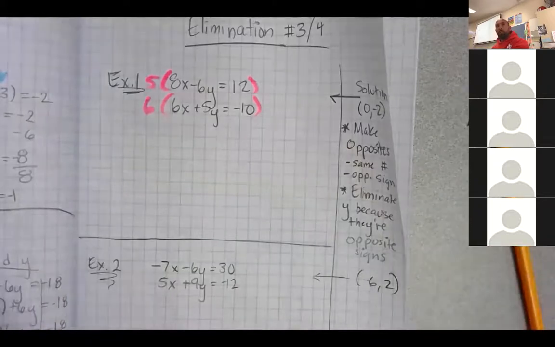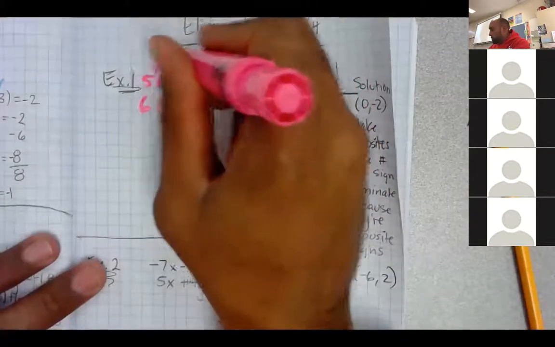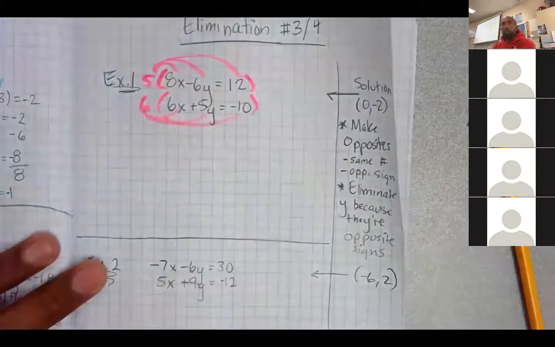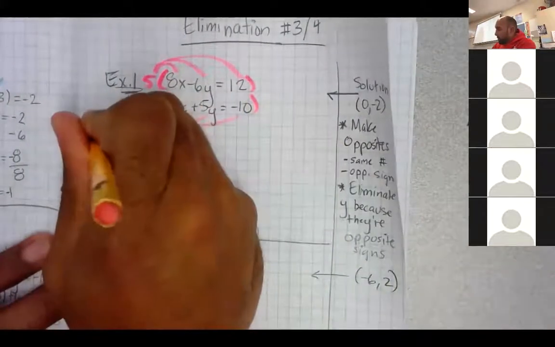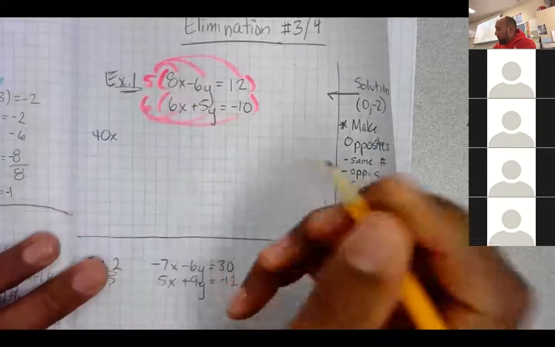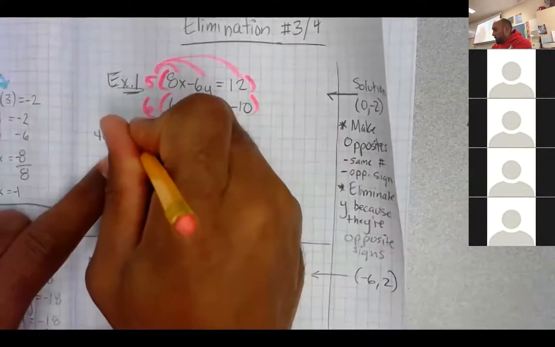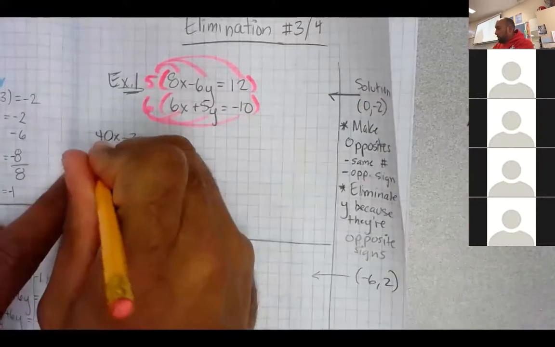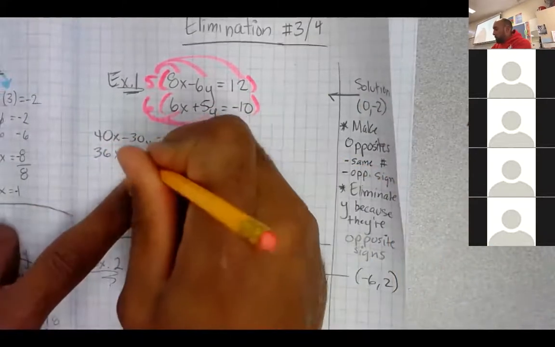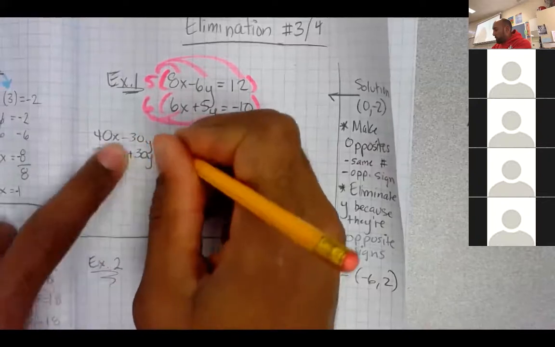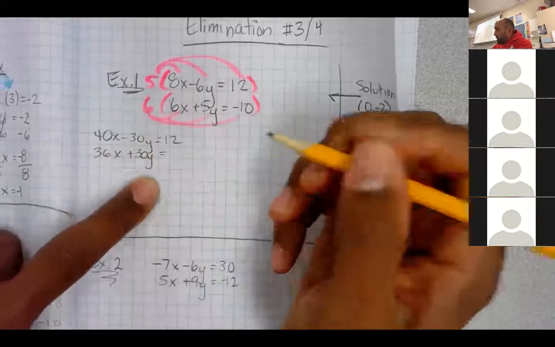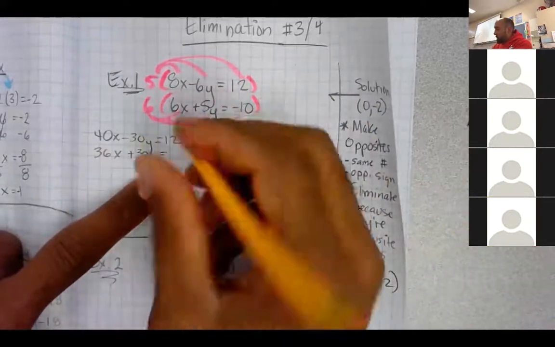So I'm gonna distribute that to every term. Okay, so we'll get 40x, then minus 30, and equals 12. And then the bottom is going to be 36x plus 30 this time. So there's our opposites, same number, opposite sign. Okay, and then equals 6 times -10.